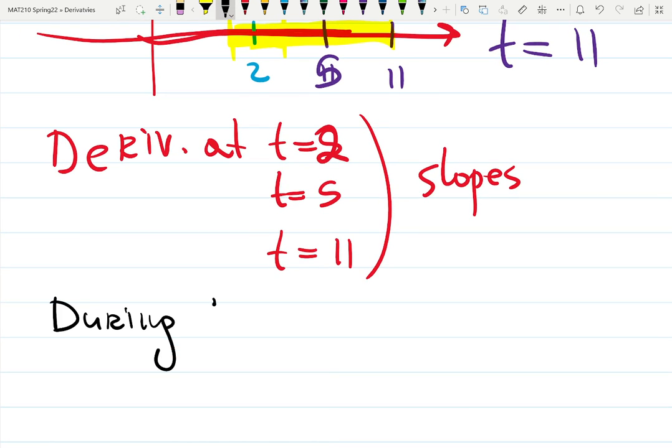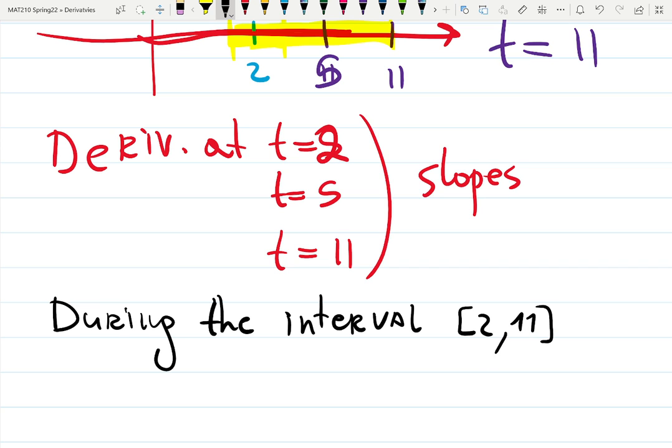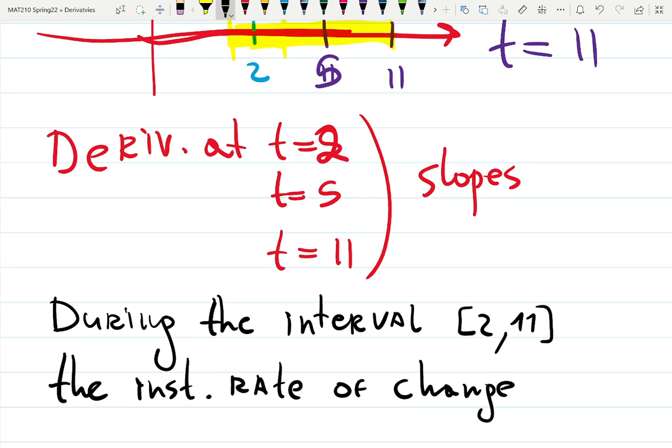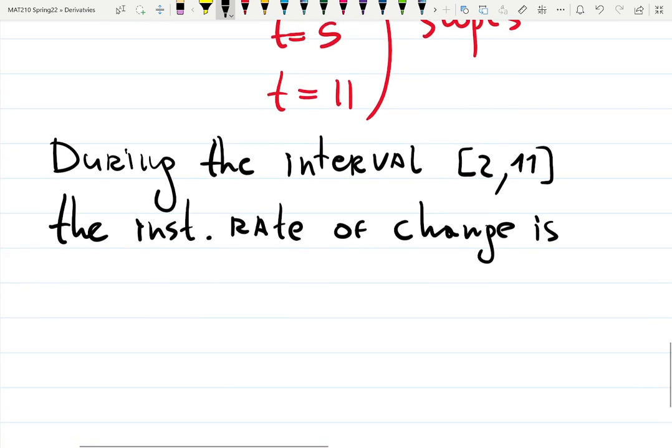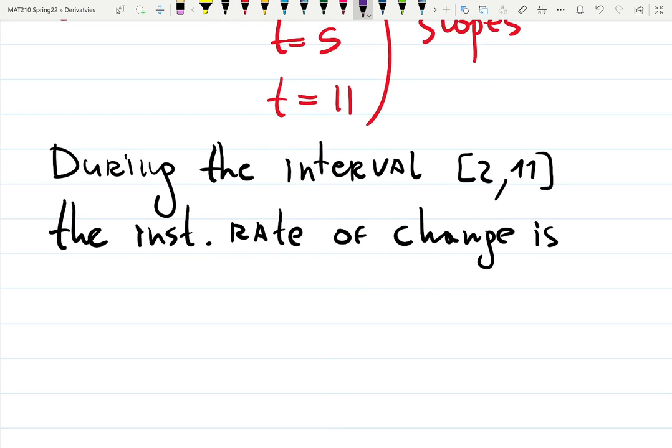During the interval, let's call it from 2 to 11, the instantaneous rate of change is increasing or decreasing. And that's the shocking part to explain, that it is decreasing.